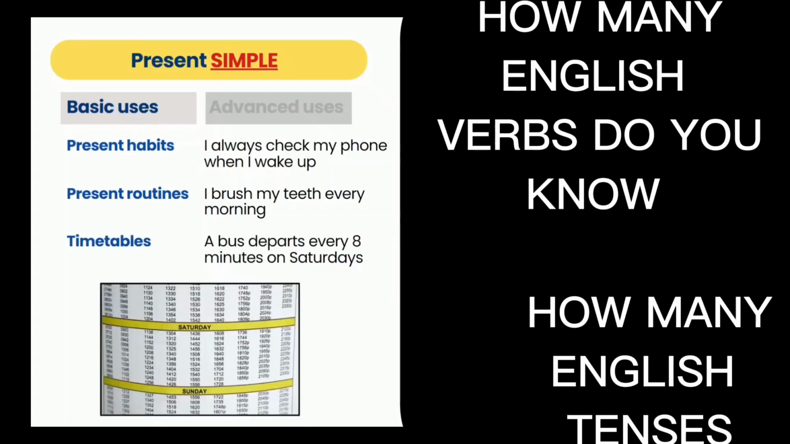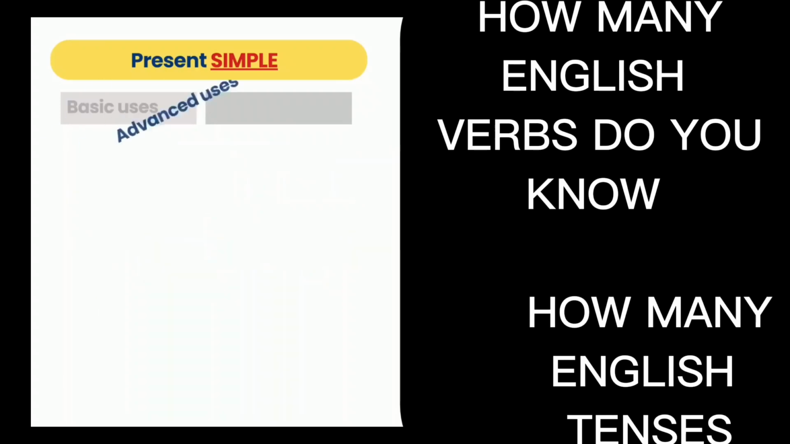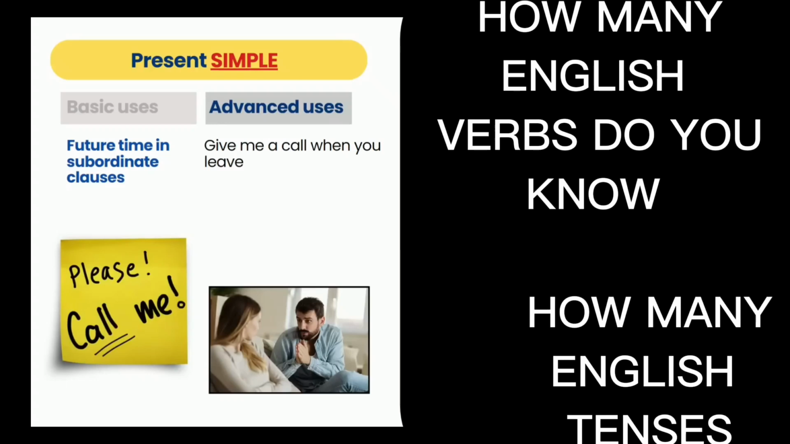And for timetables, use the present simple. If you're looking at this timetable and you want to describe it, you could say a bus departs every 8 minutes on Saturdays. But now let's look at the advanced uses of the present simple. You can use the present simple to describe future time in subordinate clauses.